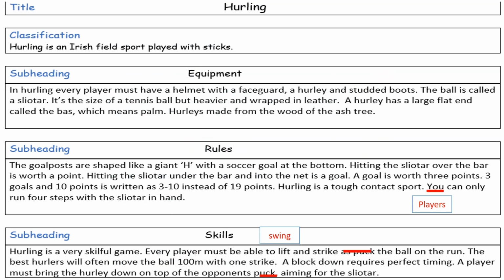Before you hand up a piece of writing to your teacher, you should always reread it, just in case. And look here, we have used the word you, which isn't bad, but I think there's a better way to say it. Players can only run 4 steps. Instead of puck, I want to say swing, because a Canadian mightn't understand what I mean by puck, and I have some extra words I want to knock out as well.